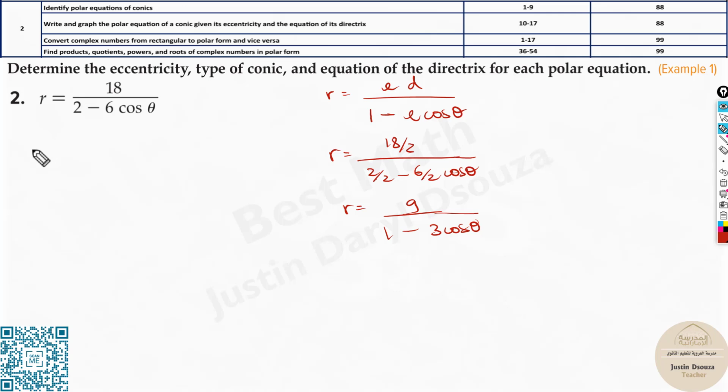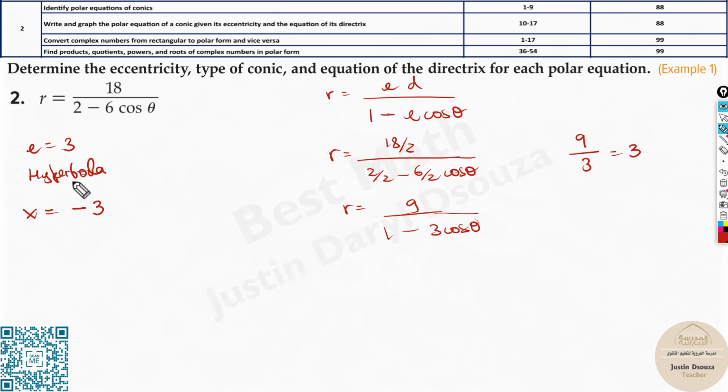So what is the e value? From here I can easily tell e is 3. If it's more than 1, then it's a hyperbola. The conic is a hyperbola. Okay, and then what do we need? Directrix. What is it? Cosine means it's x is equal to, and it's minus over here, so I write minus. And let's see what the value will be in a minute. So here I have got ed, that is 9, divided by the e value 3, so it's 3.